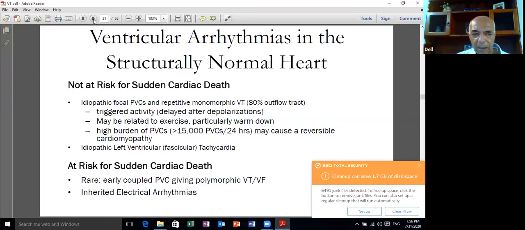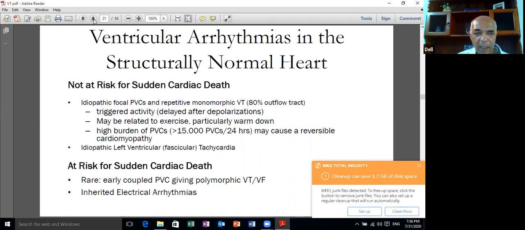They are exercise related. With exercise or sympathetic stimulation, you get activation of cyclic adenosine monophosphate, and this increases the calcium load responsible for afterdepolarization. And a high burden of these PVCs can produce an irreversible form of cardiomyopathy.